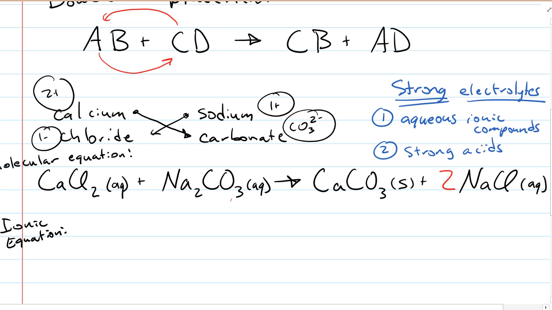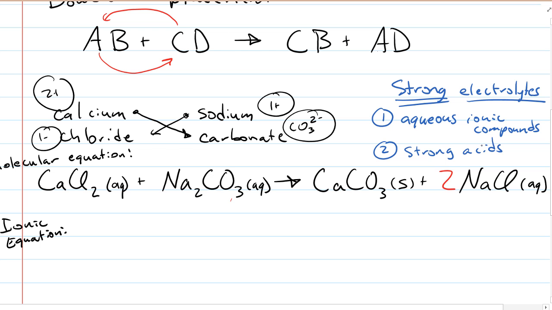So what I recommend doing then is going through the chemical equation and asking yourself on each one, and that's why we started with this here today, is this a strong electrolyte or not? So we'll start with the calcium chloride. Is this a strong electrolyte? Well, it's aqueous. Is this an ionic compound? How do we know? Metal and nonmetal.